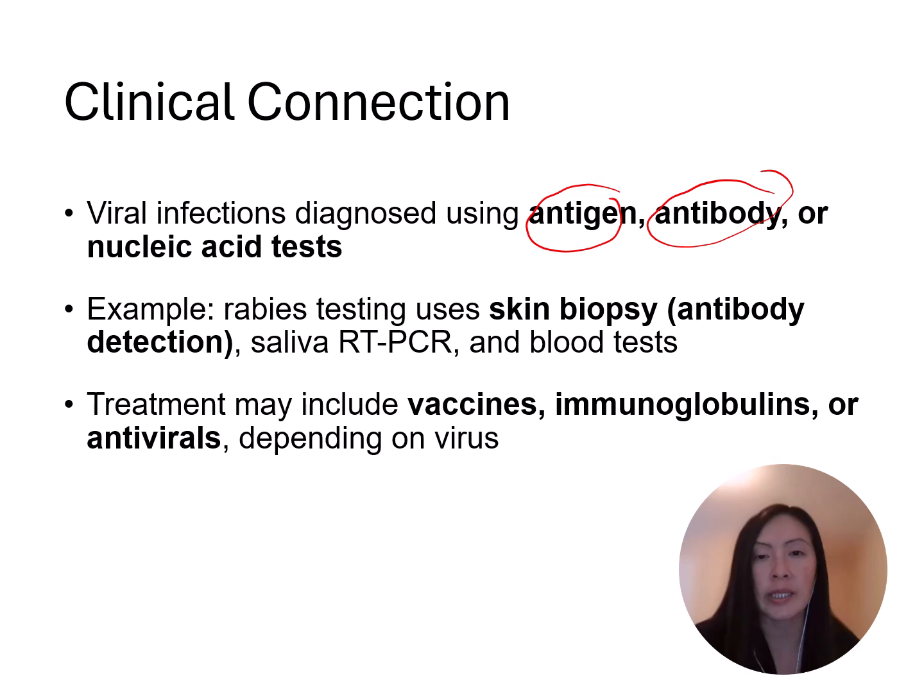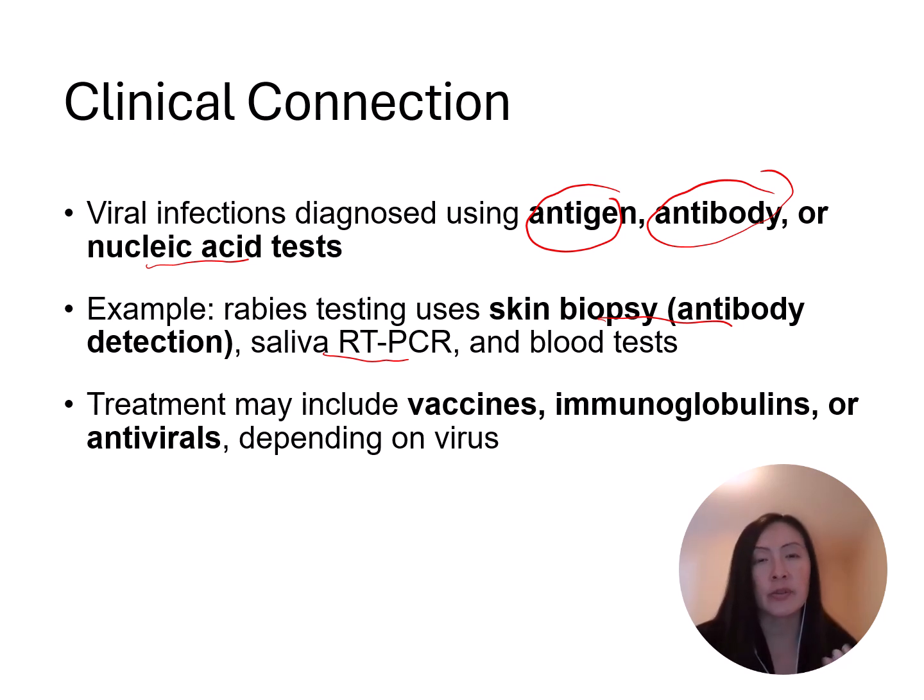Looking at antibodies, antibodies would be in the patient, showing that the patient has been exposed to the antigen, the virus, or you could even look for the nucleic acid present in the virus. So look for the DNA if it's a DNA virus, or look for the RNA if it's an RNA virus. You can do that through RT-PCR, and we'll talk more about that later.